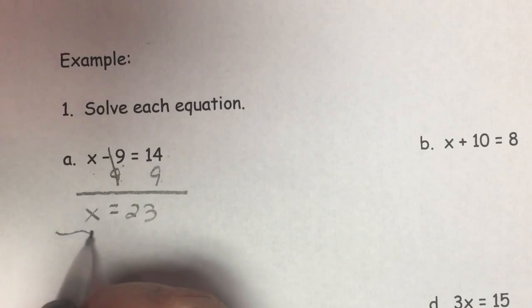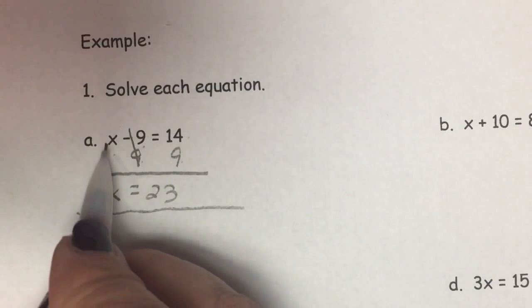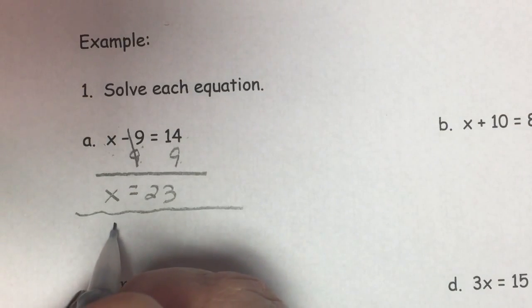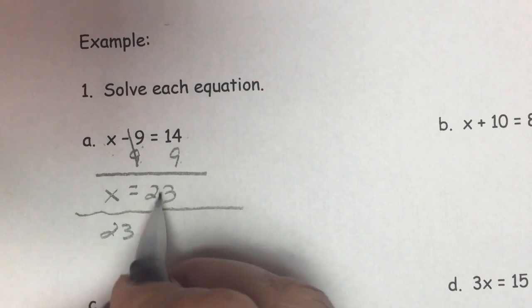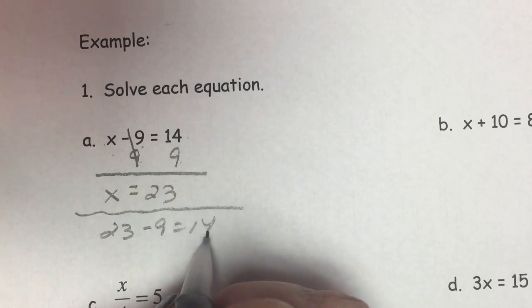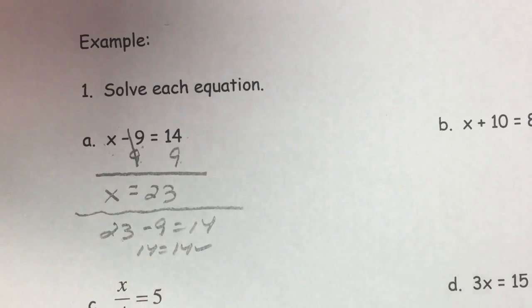And let me just quickly remind you, you can always check an equation by plugging your x back into your original problem. So if I wanted to do that, I would have 23, I'm plugging it back into my original equation, minus 9 is equal to 14. And what is 23 minus 9? Well, that's 14, so it checks.